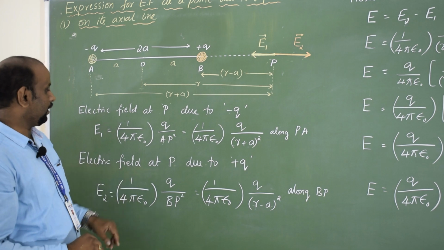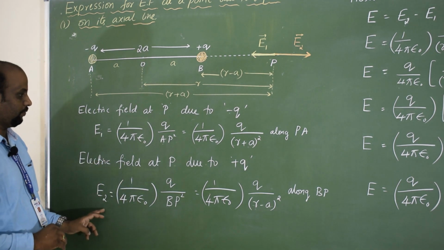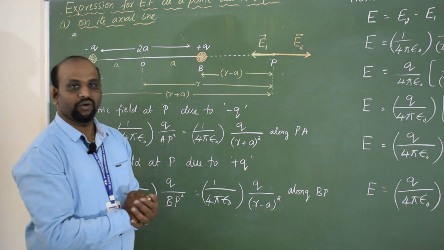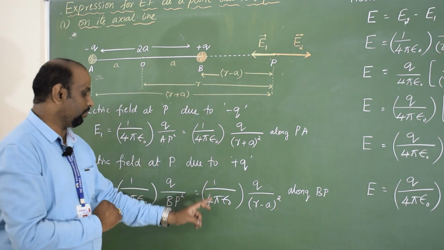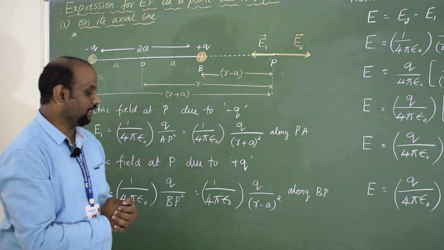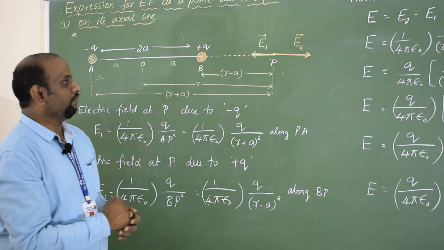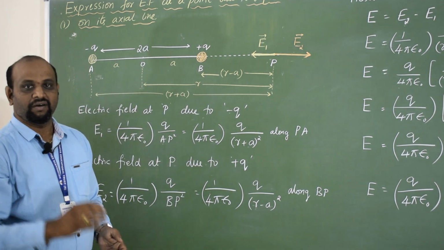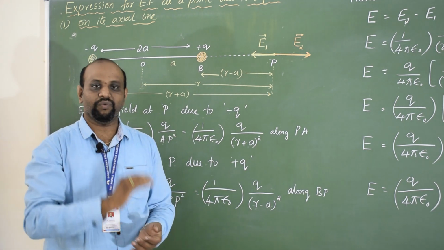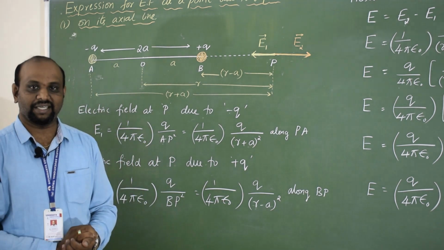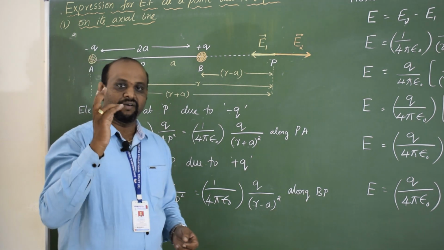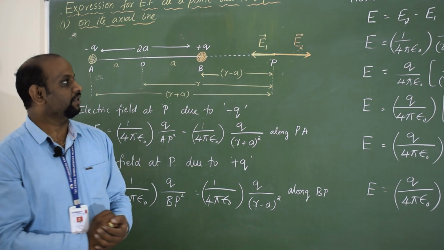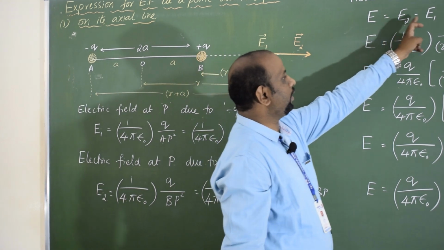Okay, we are getting two electric fields. One is E1 and the other one is E2. E1 is 1 by 4 pi epsilon naught Q divided by R plus A whole square, and E2 is 1 by 4 pi epsilon naught Q divided by R minus A whole square. But we need to find out the total electric field at the point P. According to vector addition, if two electric fields are acting in the same direction, we have to add. But when two electric fields are acting in the opposite direction, we need to subtract. That is, E is equal to E2 minus E1.